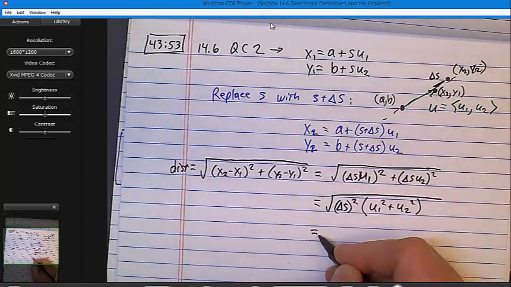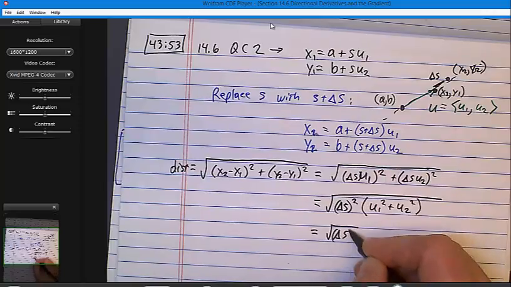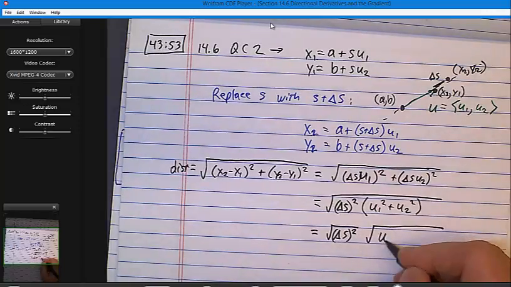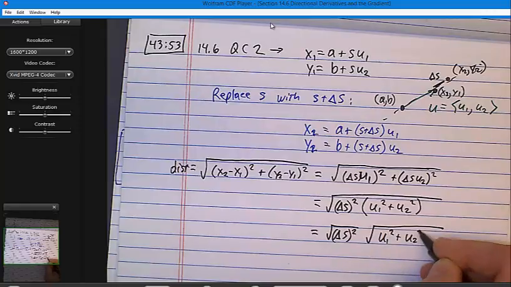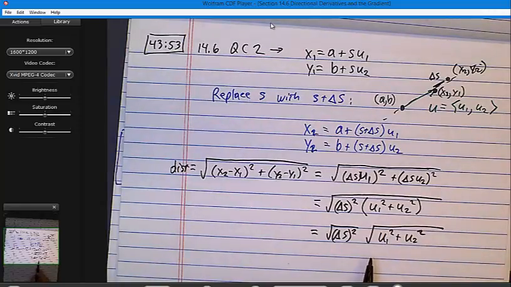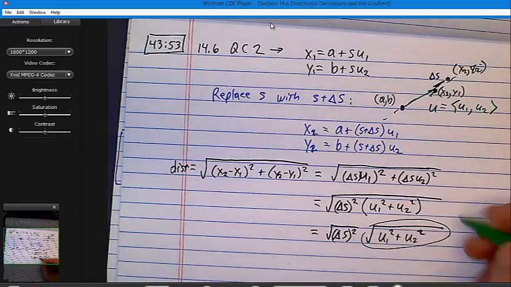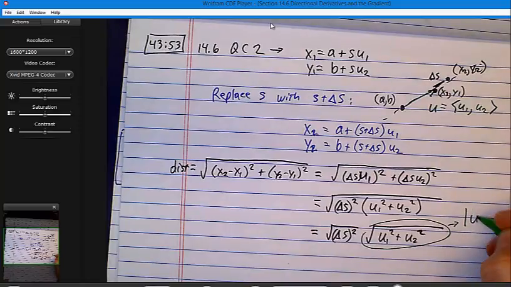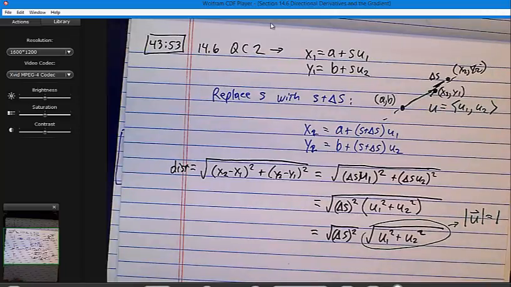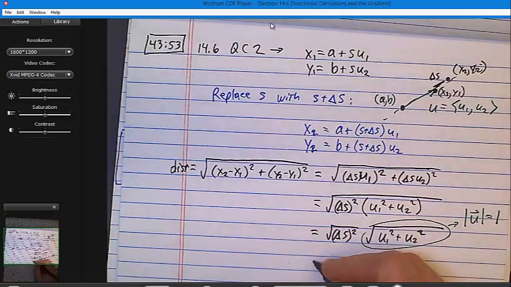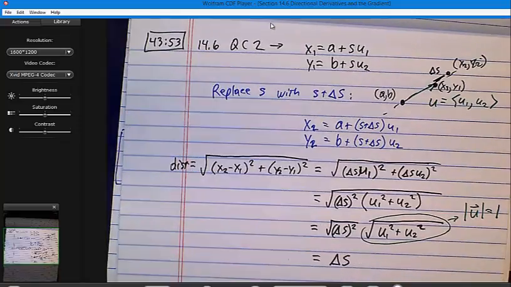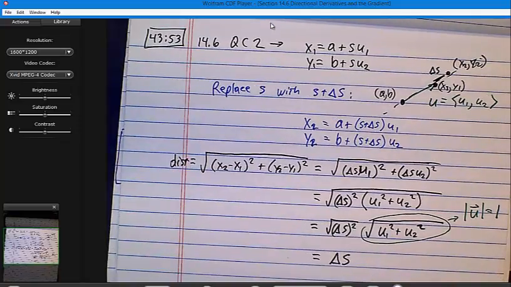So this is equal to the square root of delta S squared times the square root of u1 squared plus u2 squared. By the way, this does not equal u1 plus u2. I was trying to get that across to my algebra class yesterday. Right? But it does equal 1 because this is basically the length of vector u, right? And we said that's a unit vector, so it equals 1. And so this shows you that the answer is indeed delta S. Because delta S is positive. That's it. Right.